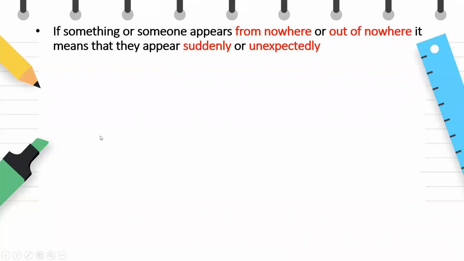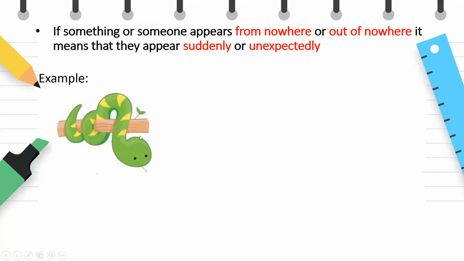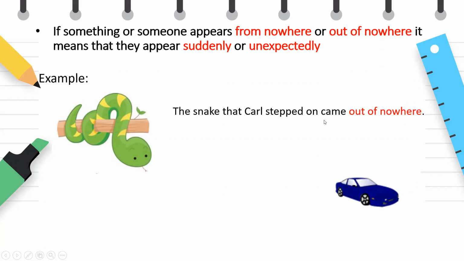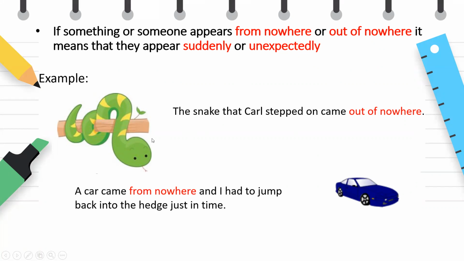If something or someone appears from nowhere, or out of nowhere, it means that they appear suddenly or unexpectedly. For example, the snake that Carl stepped on came out of nowhere, which means it came suddenly or unexpectedly. A car came from nowhere and I had to jump back into the hedge just in time. Again, with the same meaning.